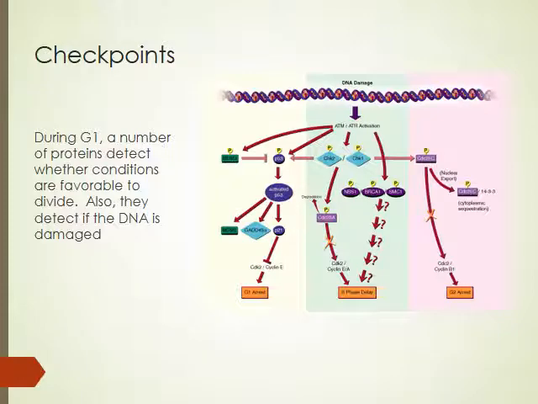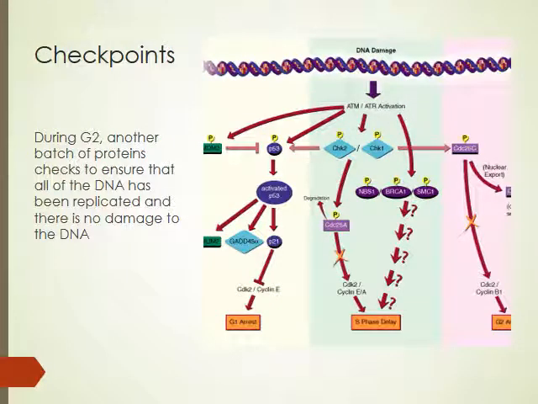During the cell cycle, you have to hit these checkpoints. You have a G1 checkpoint, a G2 checkpoint, and a mitotic checkpoint, or metaphase checkpoint. During G1, you're looking around. You're using those proteins in the membrane. You're saying, are the conditions favorable? Is there enough food around? Do I have enough space to divide?